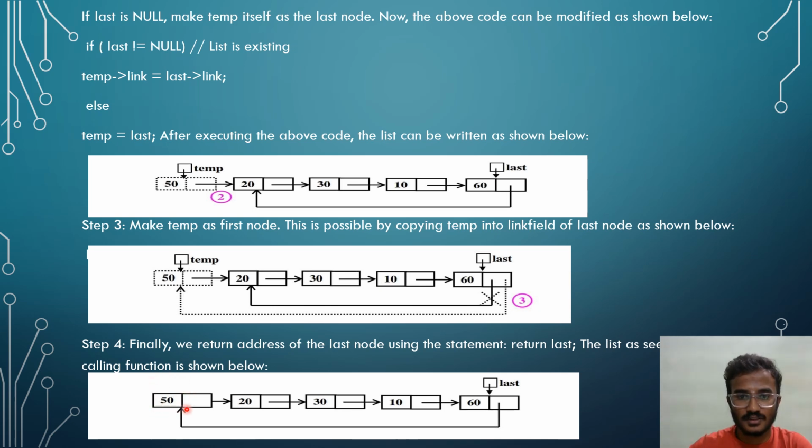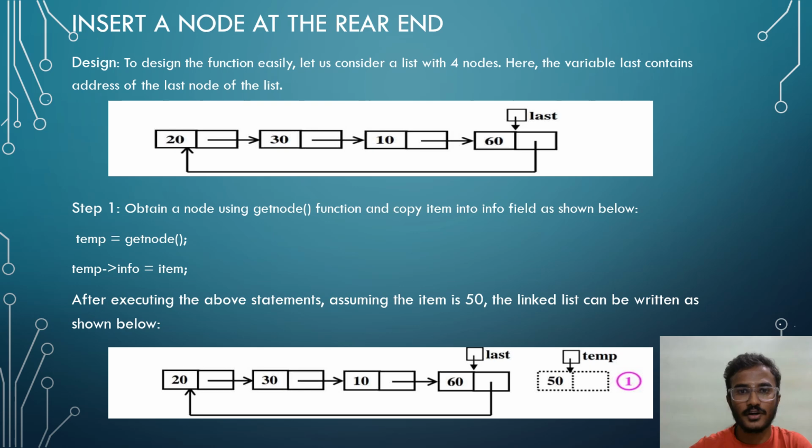Here the temp is inserted at the front end of the circular singly linked list, and its address is obtained by the last node. Let us move on to inserting a node at the rear end. To design the function easily, let us consider a list with 4 nodes. Here the variable last contains the address of the last node of the list.